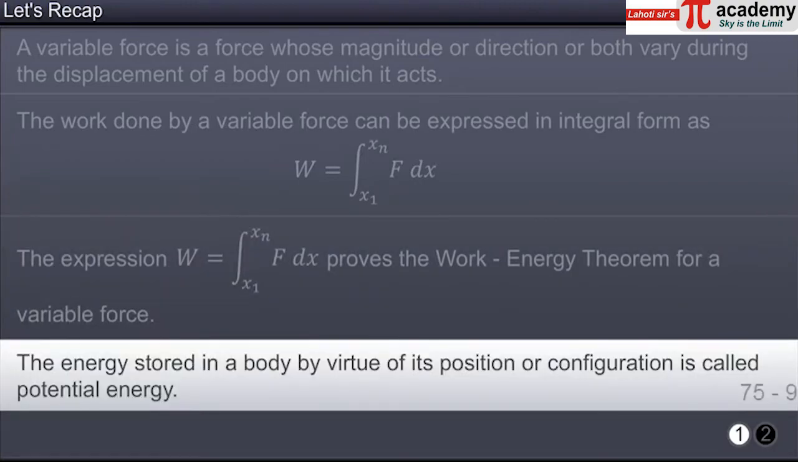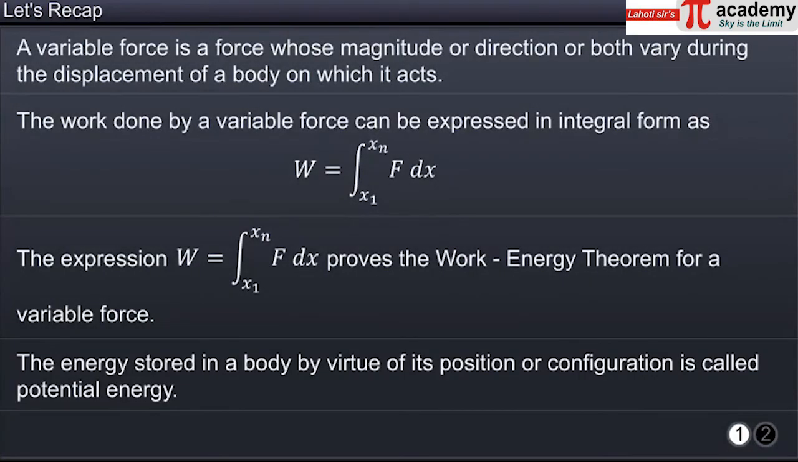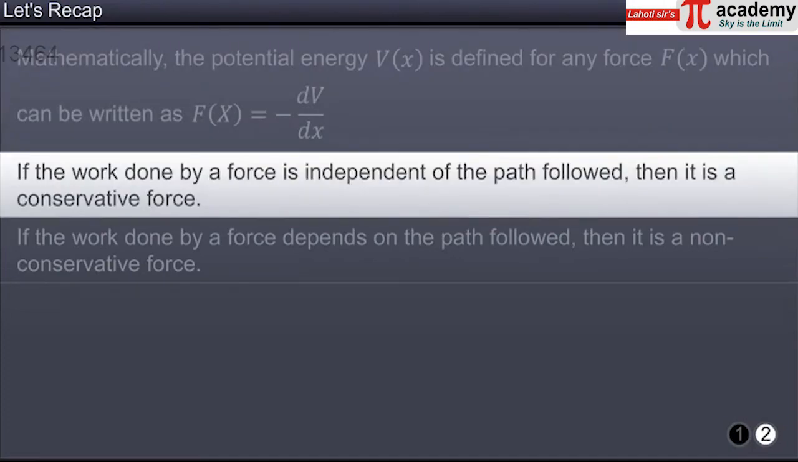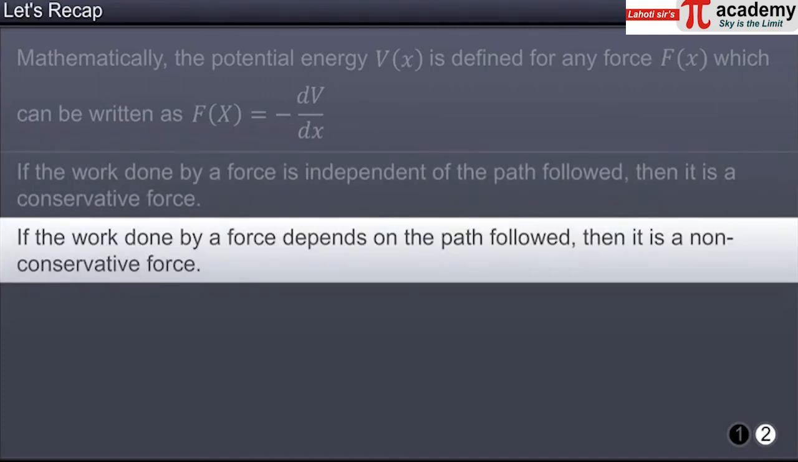The energy stored in a body by virtue of its position or configuration is called potential energy. Mathematically, the potential energy V of x is defined for any force f of x, which can be written as Fx is equal to minus dV by dx. If the work done by a force is independent of the path followed, then it is a conservative force. If the work done by a force depends on the path followed, then it is a non-conservative force.